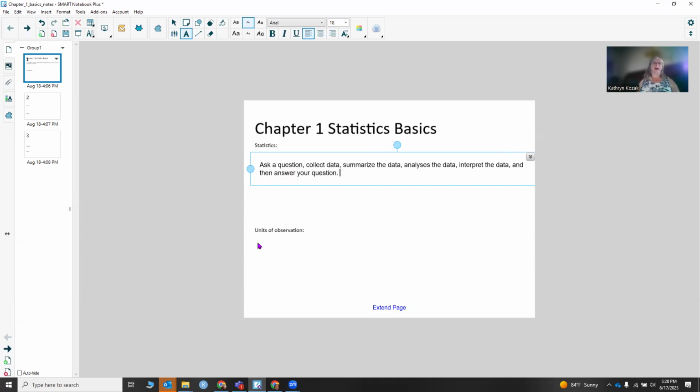First off, if you're going to ask a question, you must have some idea of who that question is about. So that's actually known as our unit of observation. The unit of observation is the object or individual that you're asking questions about.